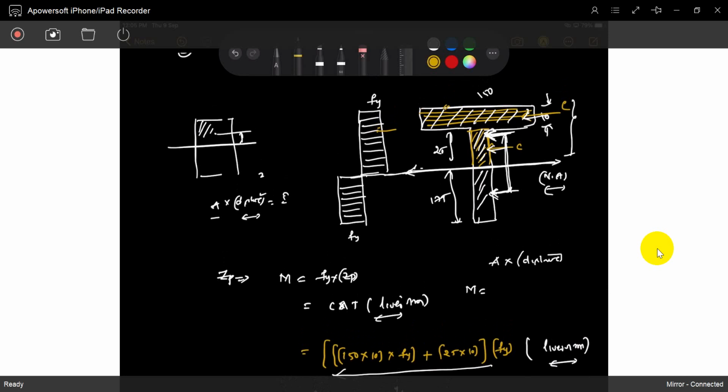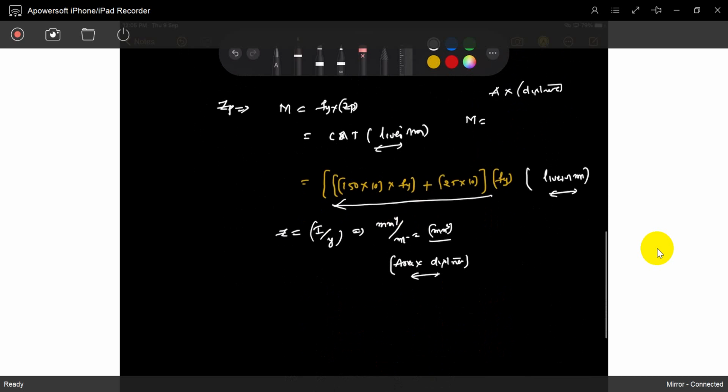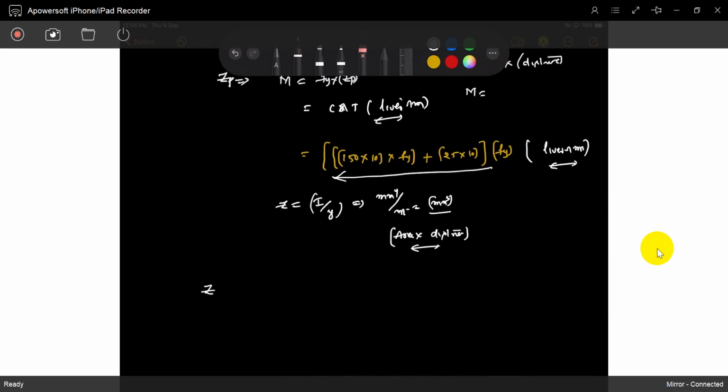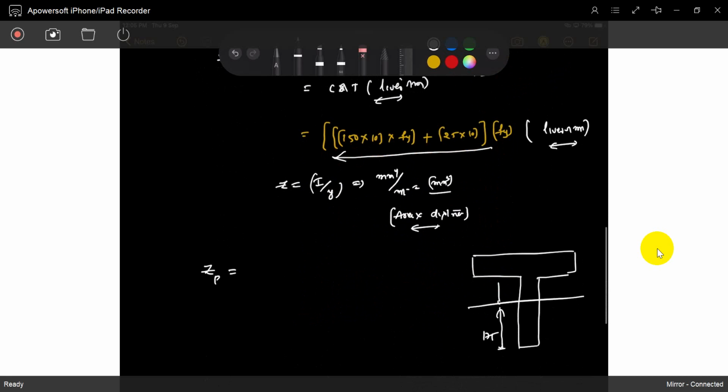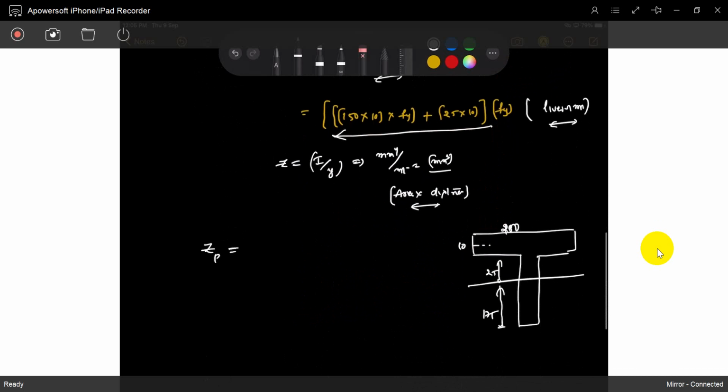That means this compressive force acts combinedly at this place. We took it as acting combinedly, but it is not needed at all. I will say it simply. Now you can see how to find ZP in a very simple manner. The distance is 175, this is 175, this is 25, this is 200, this is 150, this is 10. So you can easily find ZP.